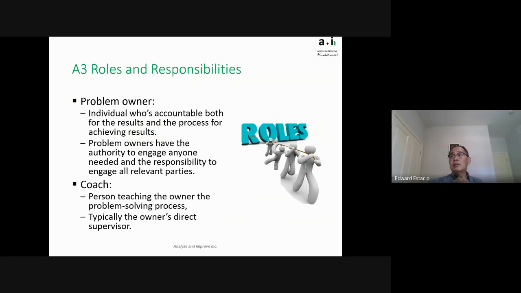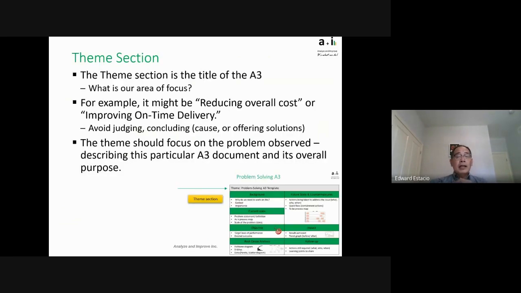So some roles and responsibilities: you should have the owner themselves, which is the individual that is accountable for that issue. They have the authority to engage anyone needed. Again, as a team, there's always going to be a team needed, and the responsibility to engage all those relevant parties. The coach is the person teaching the owner the problem-solving process. Typically, but not all the time, it is the owner's direct supervisor. It could be somebody else. Okay, let's go look at the A3 process.